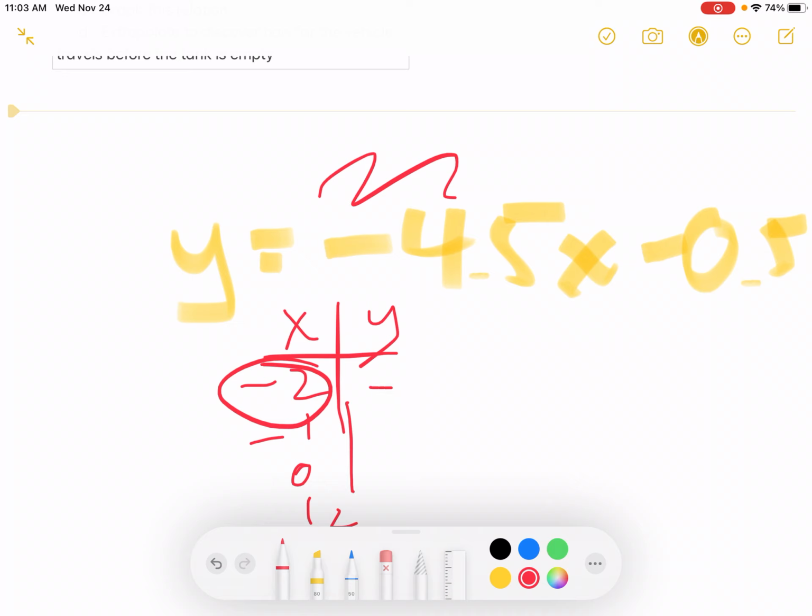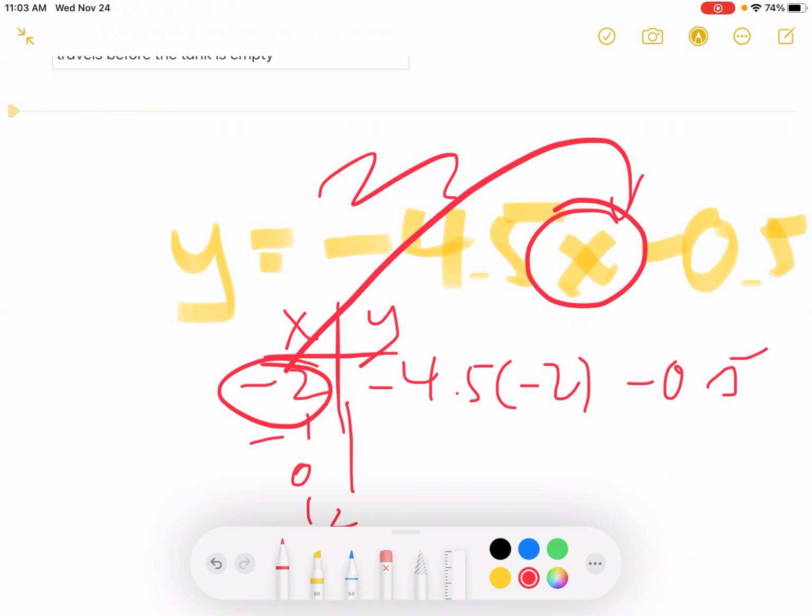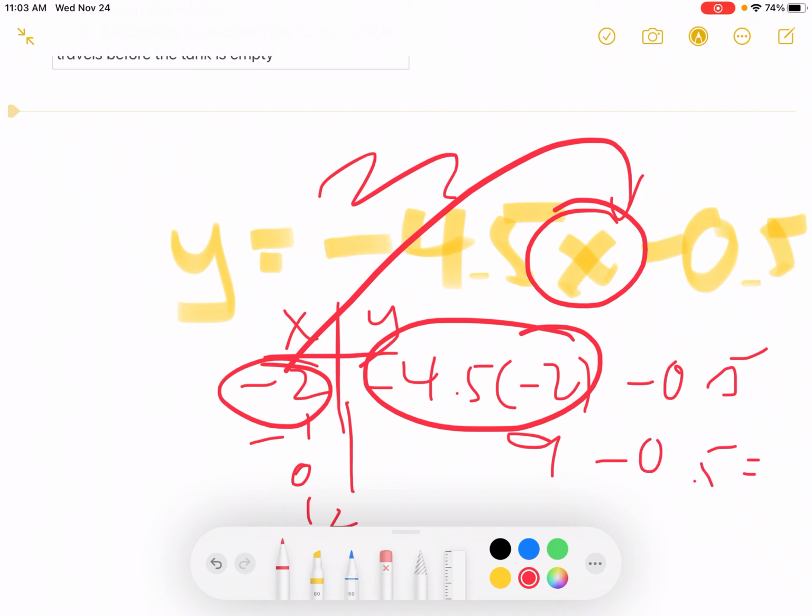So for example, the very first one will be this. Where you saw an x, you put a negative 2, and then you multiply that out. This will be 9, subtract 0.5, and that'll get you 8.5. So you do that for each point here.